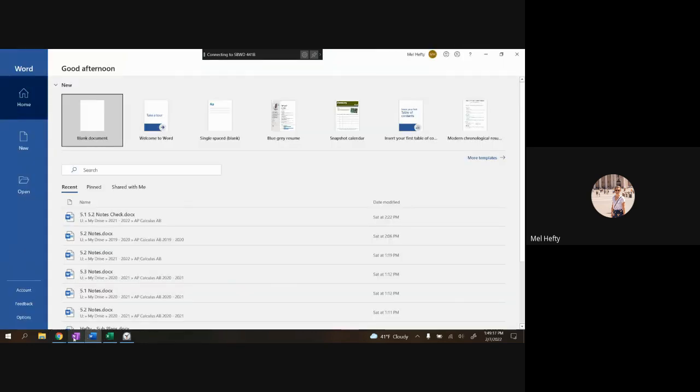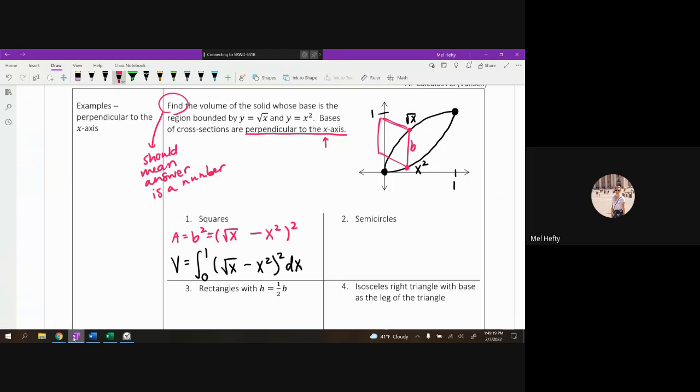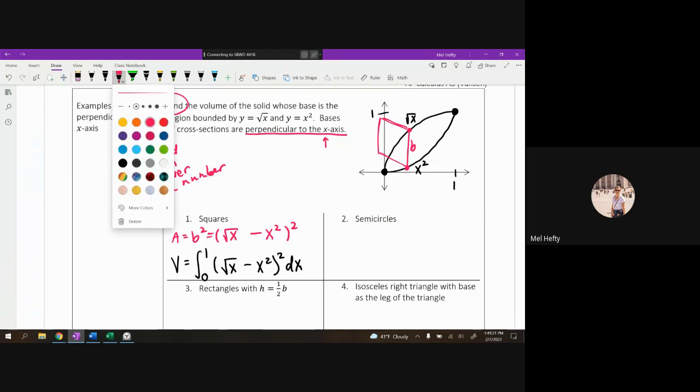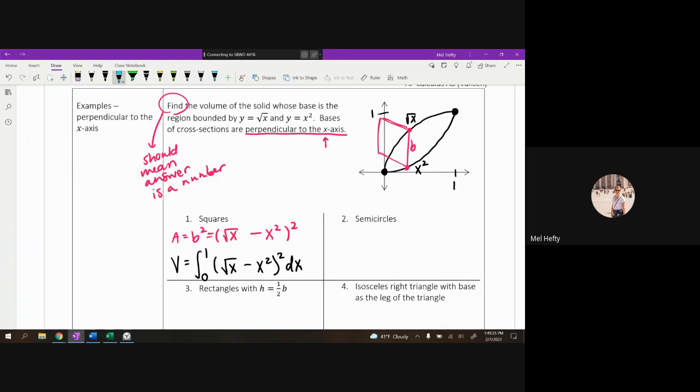This is a Word document. That's not what I wanted. All right. Can I get a different color? Blue. Let's do it. All right. So from what it looked like, the semicircles were doing something more like that.